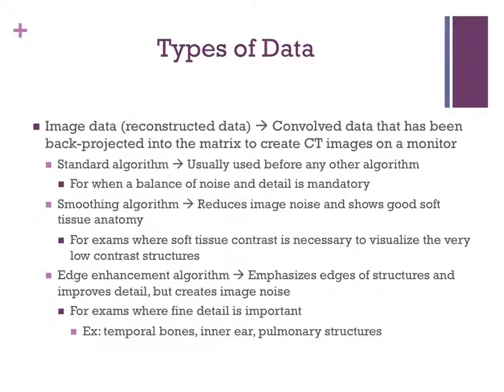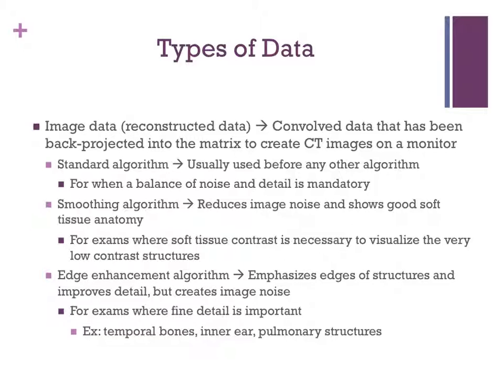Various digital filters are always available to suppress noise and improve the detail, such as a standard algorithm, a smoothing algorithm, and an edge enhancement algorithm. The standard algorithm is usually used before the other algorithms. It's used when a balance of the noise and the detail is necessary. The smoothing algorithm reduces the image noise and shows good soft tissue anatomy. It's used in exams when soft tissue discrimination is important to visualize very low contrast structures.